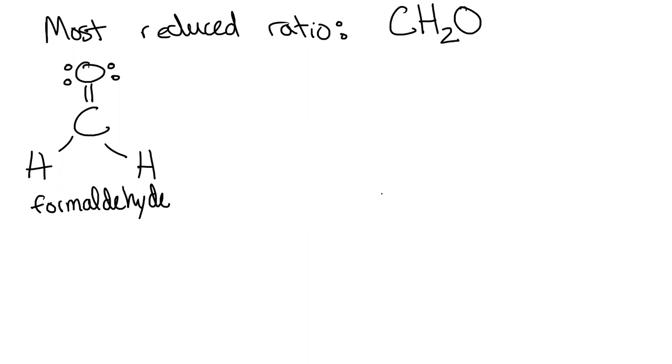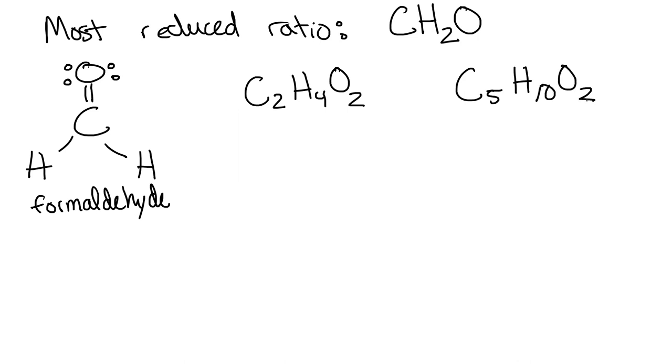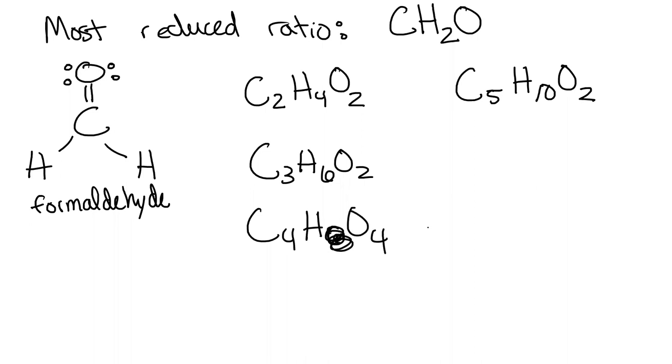Now, by that same token, you can actually have, so this is CH2O, but that doesn't mean this is the only substance that can exist like this. You can have C2H4O2. This substance does exist. You can have C5H10O2, maintaining that ratio, okay? And all iterations of this exist, C3H6O3, C4H8O4, C6H12O6.